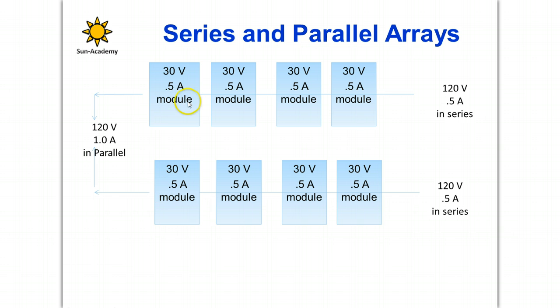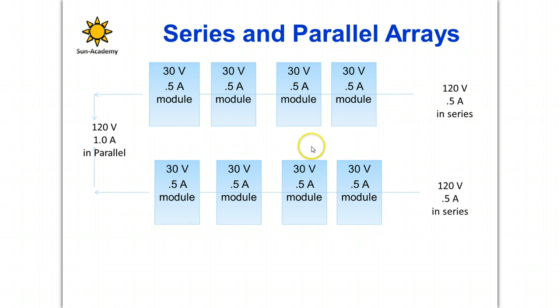In series circuits, voltages add as shown on the top 4 modules, adding up to 120 volts. 30 volts plus 30 volts plus 30 volts plus 30 volts equals 120 volts. And the same in the lower 4 modules, adding up to 120 volts. Note that the current, measured in amps, 0.5 per module, remains the same in a series circuit.